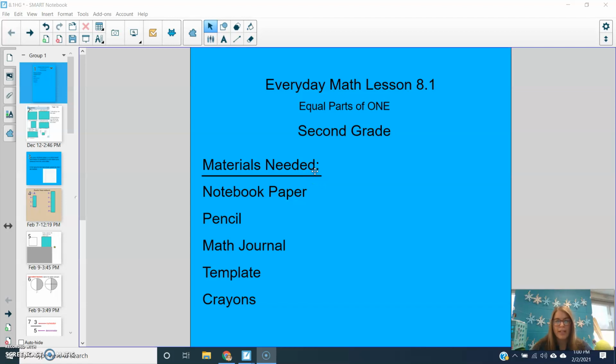Boys and girls, welcome to Everyday Math Lesson 8.1, Equal Parts of 1. The materials that you'll need today: notebook paper, pencil, math journal, template, and crayons.